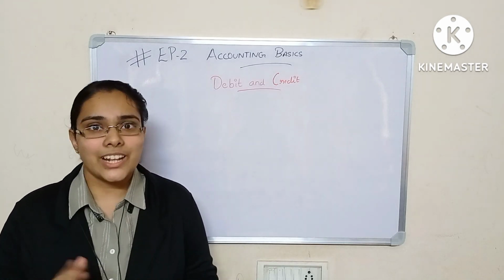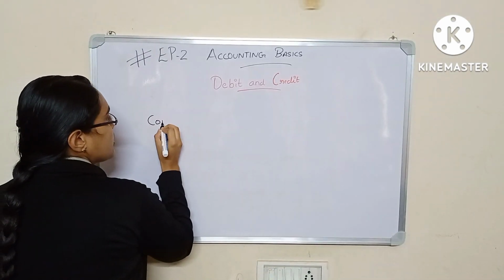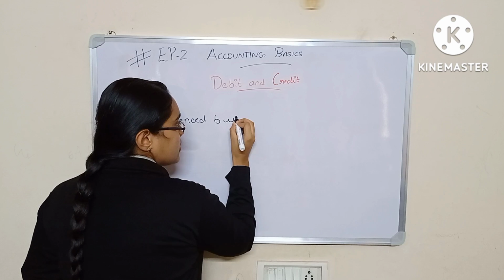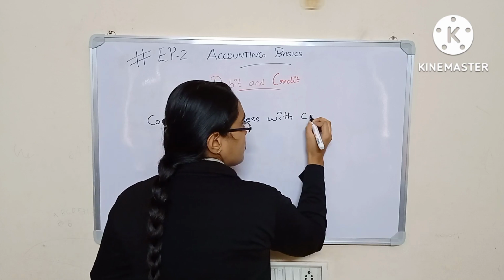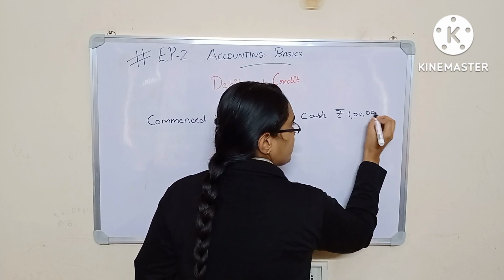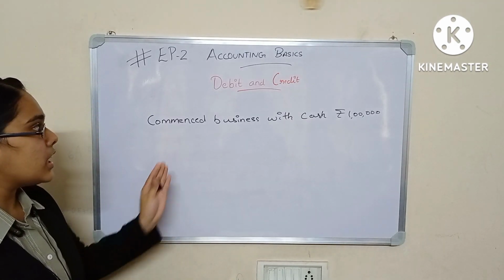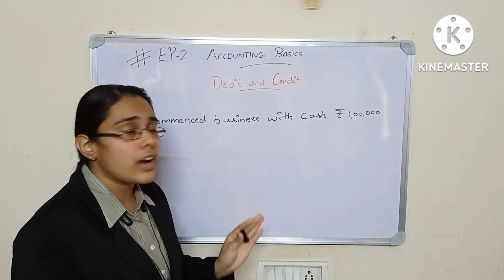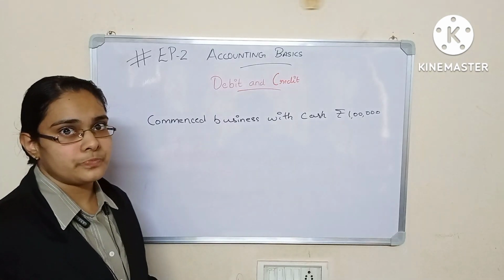Now let us understand that with an example. Let us take a transaction that is: commenced business with cash, say rupees 1 lakh. Okay. Now what is it? Commenced business with cash. I have already told you that for every transaction there will be 2 accounts, at least 2 accounts will be involved. Now can you say which 2 accounts are involved in this transaction?